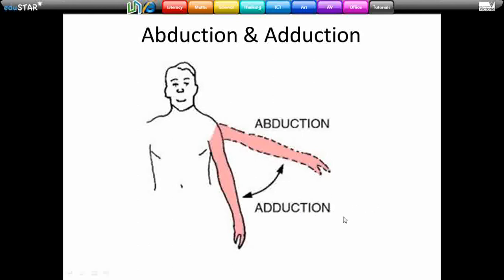Abduction and adduction. Abduction is where a limb is taken away from the midline of the body. So you can see in the abduction, the arm is moved up away from the midline, and that's similar to, I suppose, the word abduct, to take away. And adduction, you're adding it towards your body, so it's moving towards the midline of your body. That's called adduction.